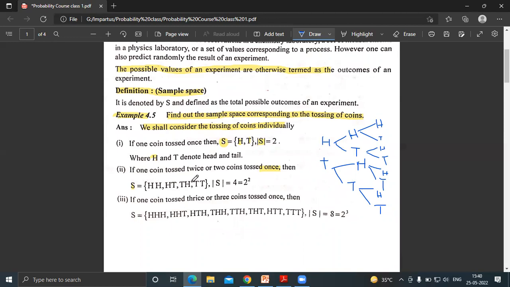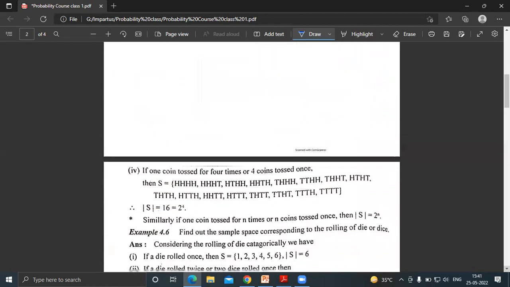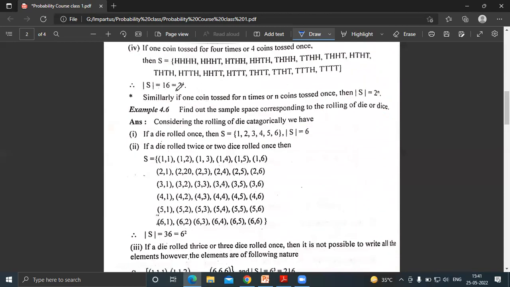If we toss a coin 2 times, then the sample space cardinality is 2 to the power 2. If we toss a coin thrice, then the sample space cardinality is 2 to the power 3. Similarly, if we toss a coin 4 times, then it is 2 to the power 4.